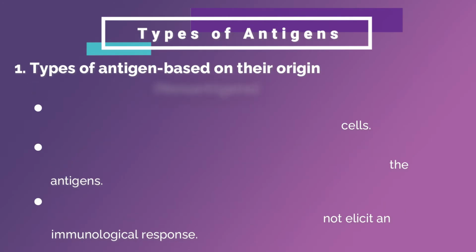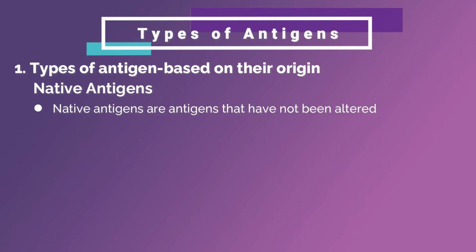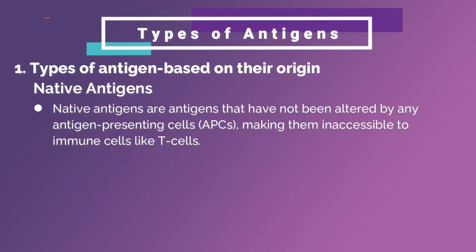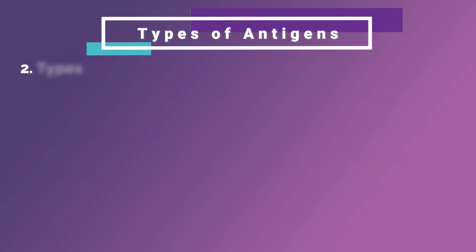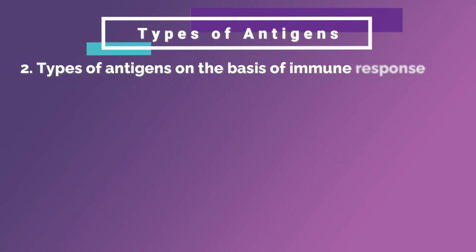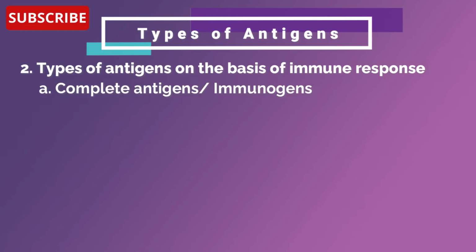immunological response. Native antigens. Native antigens are antigens that have not been altered by any antigen-presenting cells, making them inaccessible to immune cells like T cells. Yet even without any processing, such antigens can activate B cells. Number 2. Types of antigens on the basis of immune response. Based on the immunological responses, there are two main categories of antigens. First one is complete antigens, immunogens.